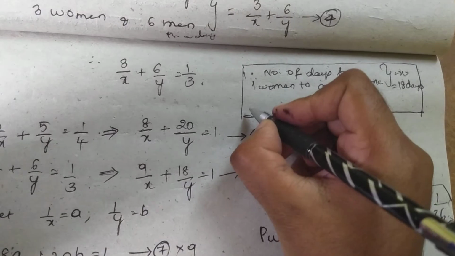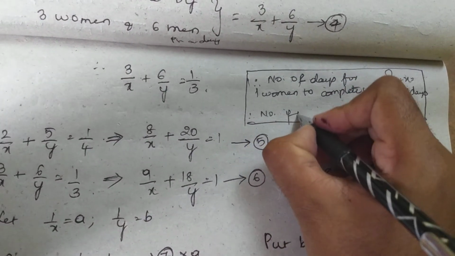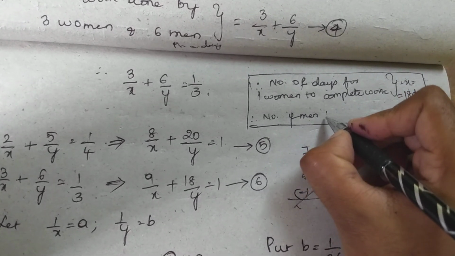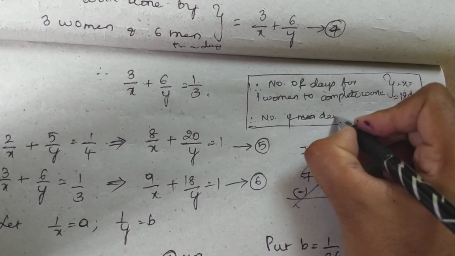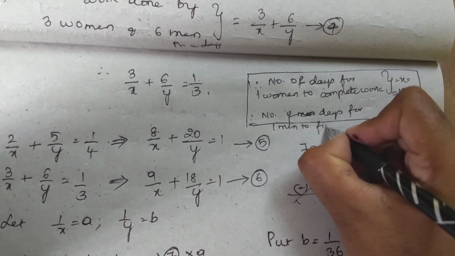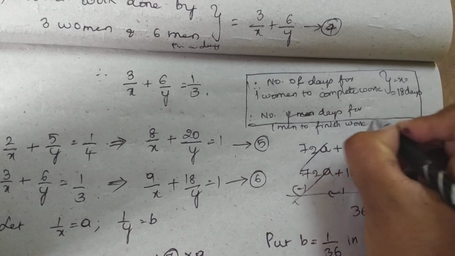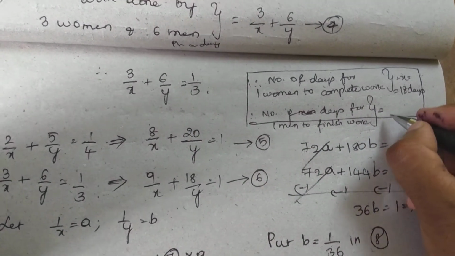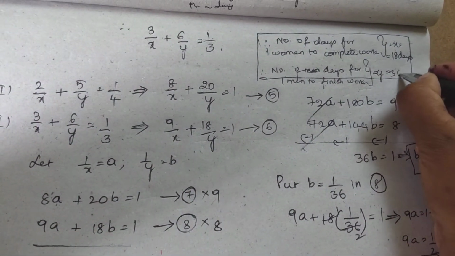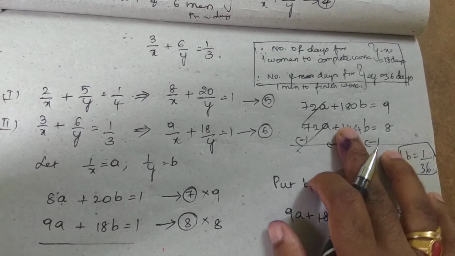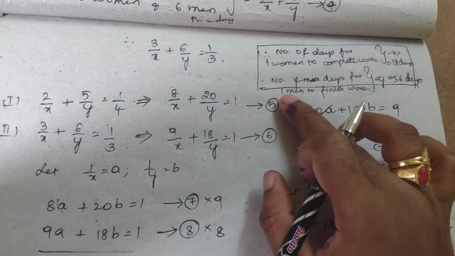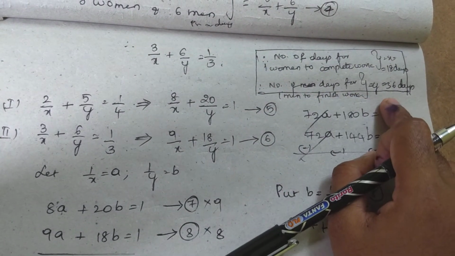In the same way, the number of days for one man to finish the work equals y, which is 36 days. So this is the conclusion: the number of days for one woman to complete the work is 18 days and the number of days for one man to finish the work is 36 days.